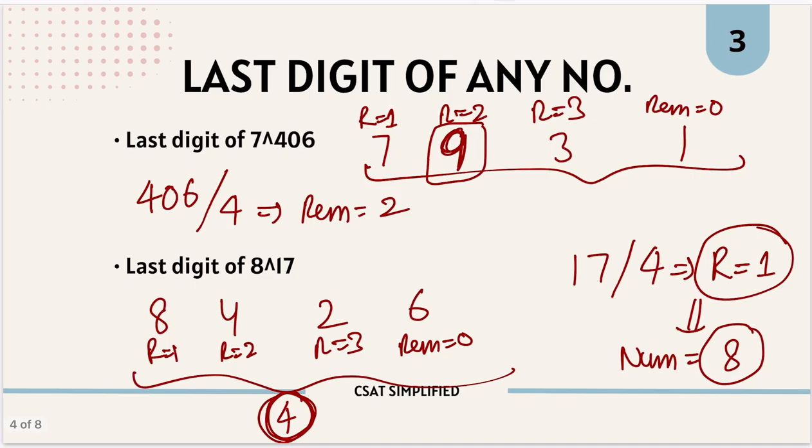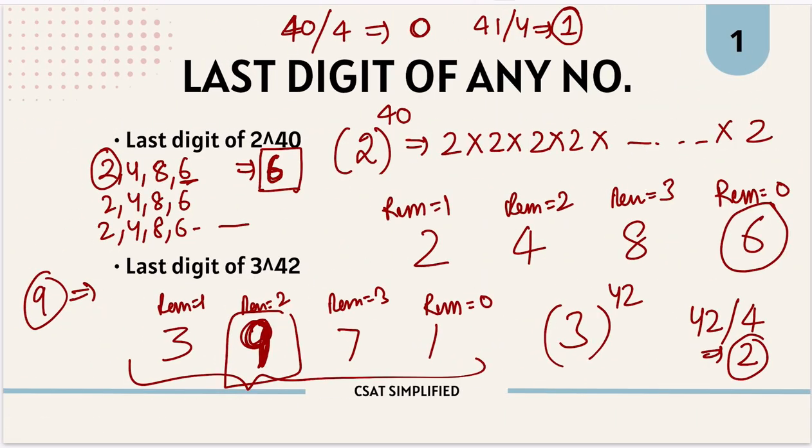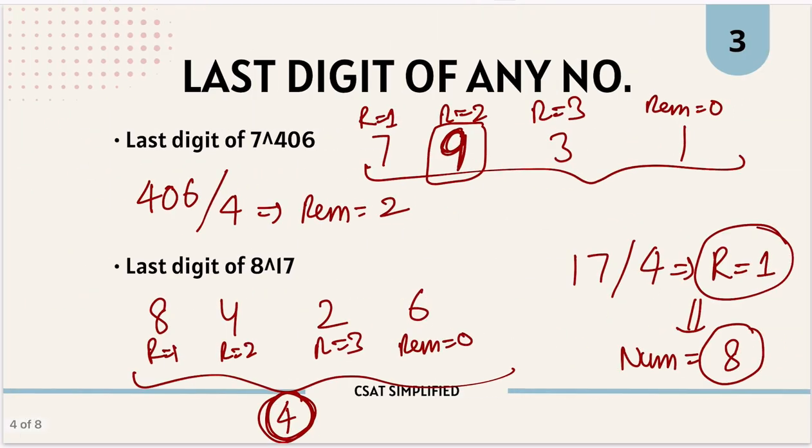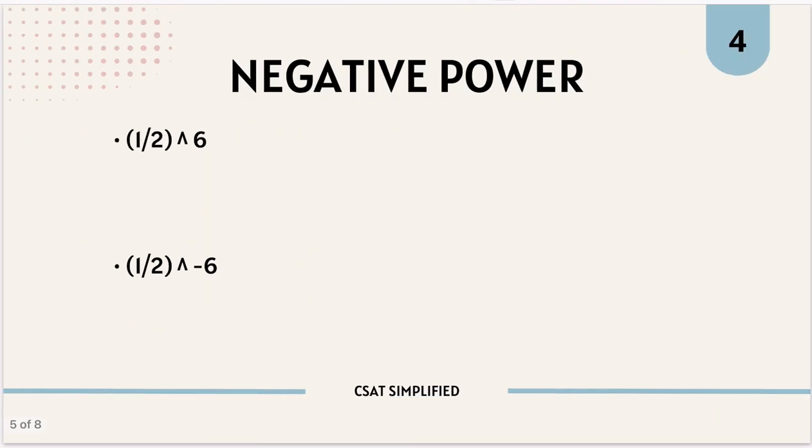I hope this is clear. And so if we go back, 2 raised to power 40, you just need to find the pattern 2, 4, 8, 6 and the answer will be easy. In case of 3, the repeating pattern was 3, 9, 7, 1. Answer was easy. In case of 5, the last digit is always 5. So you don't need to do anything. Same goes for 6. 7 and 8 were also similar to 2 and 3.